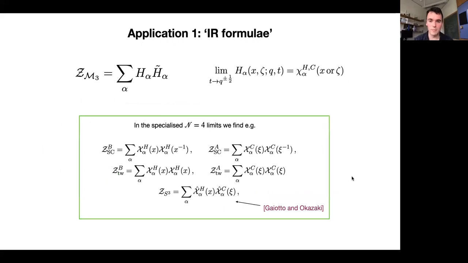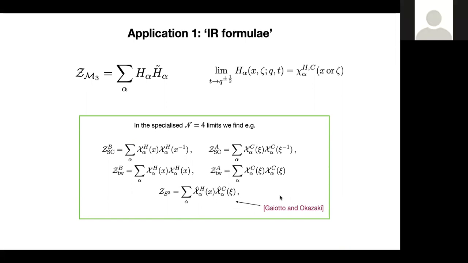So one immediate application of this is that you can glue together these hemisphere blocks, and then take the specialized limit to get a Verma character, and then we can show that various three-manifold partition functions in this N=4 limit decompose as a sum of Verma characters. So for example, the three-sphere partition function can be written as a sum over Higgs branch characters and a sum of Coulomb branch Verma characters.